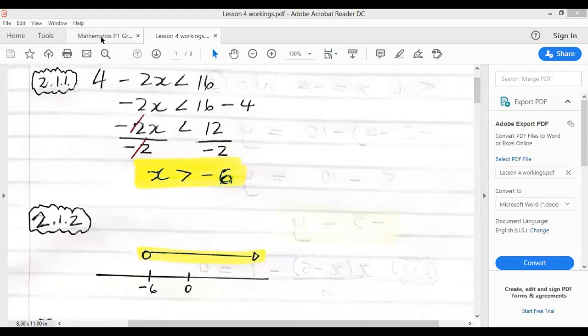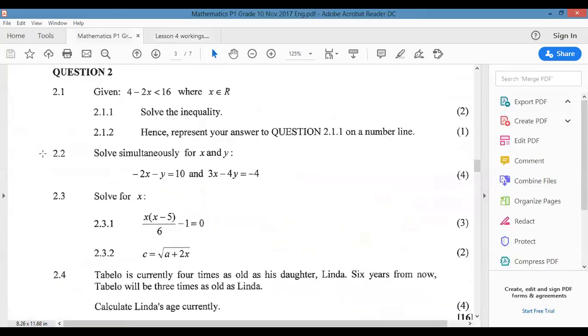Right. Let's look at 2.2. It says to you, solve simultaneously for x and y. So this one, we did it on Thursday. It says negative 2x minus y is equal to 10 and 3x minus 4y is equal to negative 4.